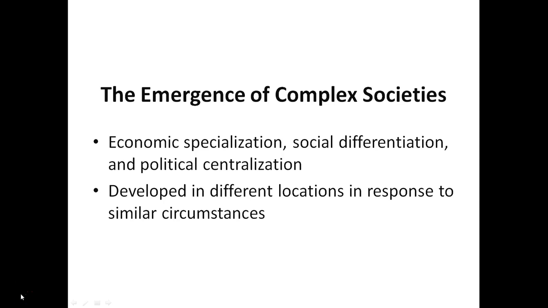Following the domestication of plants and animals, populations grew. People settled down into larger and larger communities, and this led to the emergence of complex societies with economic specialization, social differentiation, and political centralization. These complex societies developed in different locations and in response to similar circumstances, and we will look at a series of case studies to understand this process.